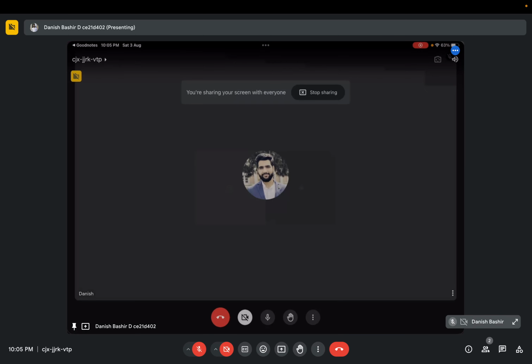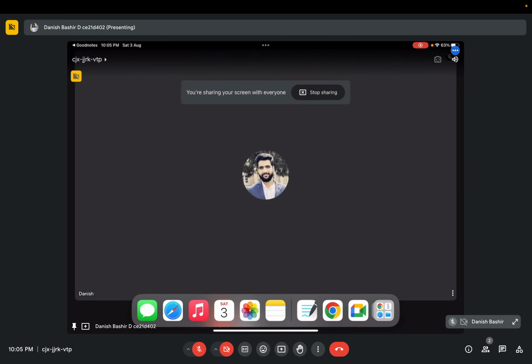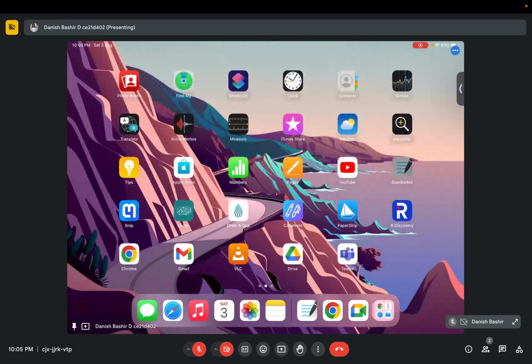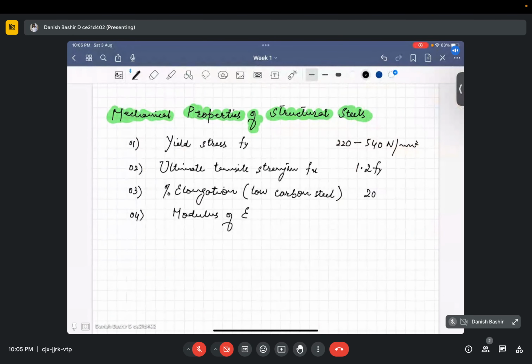Modulus of elasticity, E, is the well-known value, 2 into 10 to the power 5 Newton per mm square, or 200 GPa. The fifth property is shear modulus.